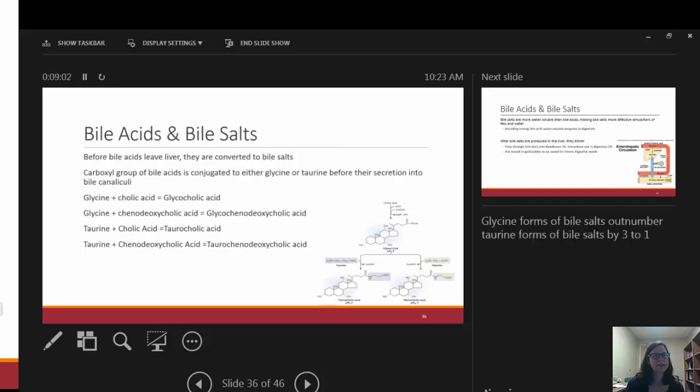So before bile acids leave the liver, they're converted to bile salts. And this happens through the conjugation of the bile acid with either the glycine or taurine amino acids before their secretion into the bile canaliculi. So we just mentioned our two major forms of bile acids, the cholic acid and the chenodeoxycholic acid. And then these combine with either glycine or taurine, and then we get 4 major bile salts that are listed here. And the glycine forms of the bile salts outnumber the taurine forms by approximately 3 to 1.